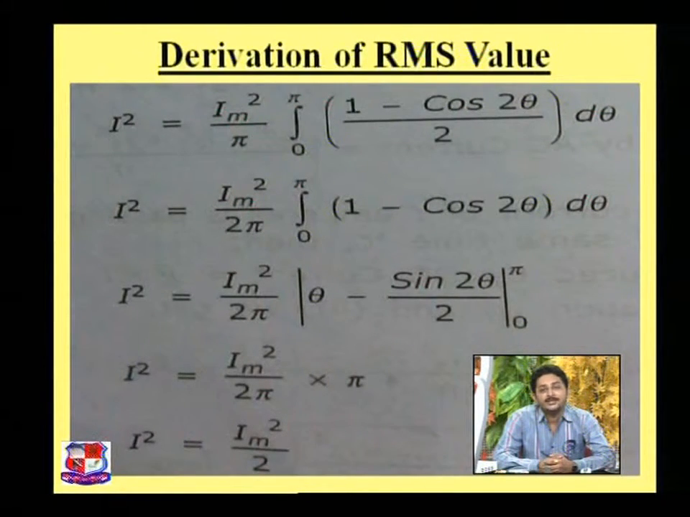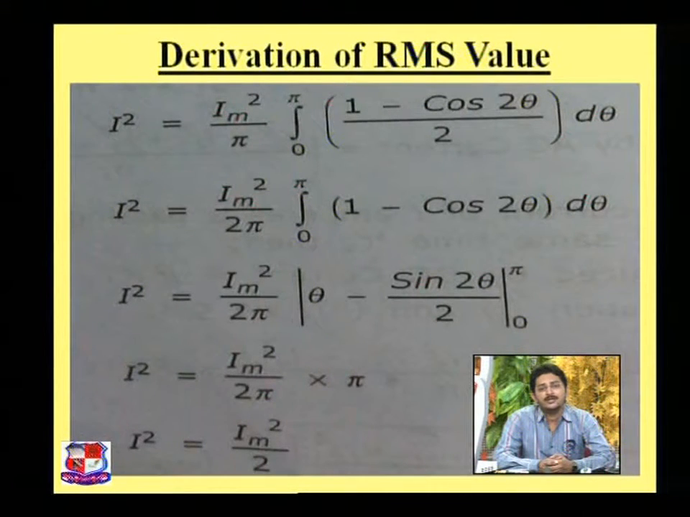Now taking the integration of 1 and cos 2 theta with respect to theta, we get I square equals Im square upon 2 pi. Now the 1 is a constant, so with respect to d theta its integration is theta, minus cos 2 theta. The minus sign stays the same, and cos 2 theta has the integration of sin 2 theta by 2.